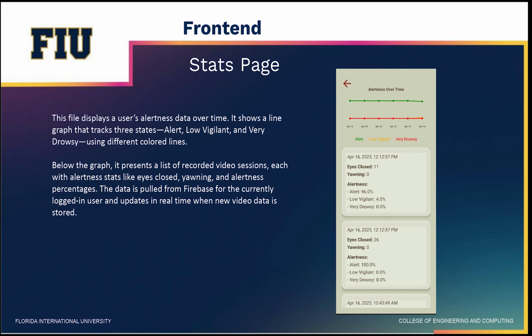Moving along to the stats page, this file displays the user's alertness data over time. It shows a line graph that tracks 3 states: alert, low vigilant, and very drowsy, using different colored lines. Below the graph, it presents a list of recorded video sessions, each with alertness stats like eyes closed, yawning, and alertness percentages.